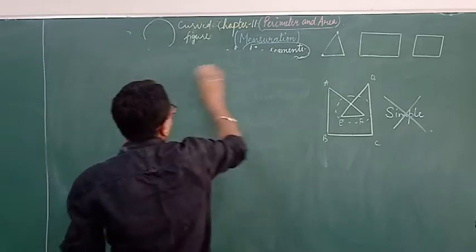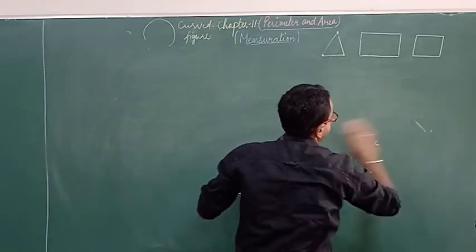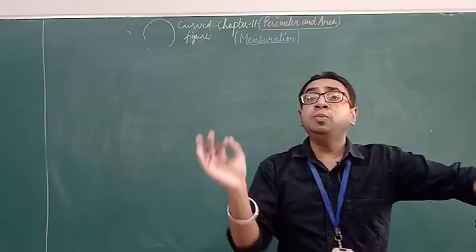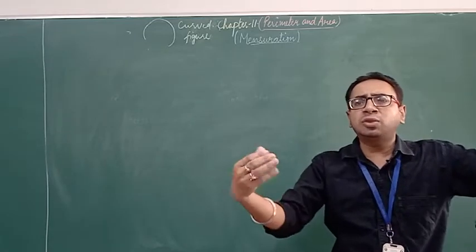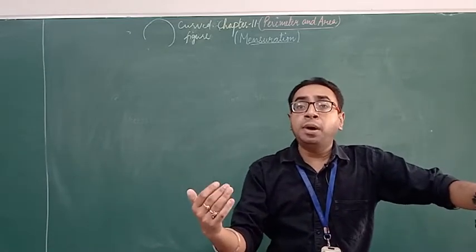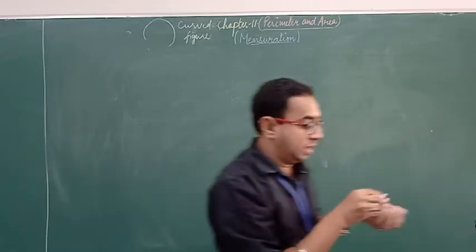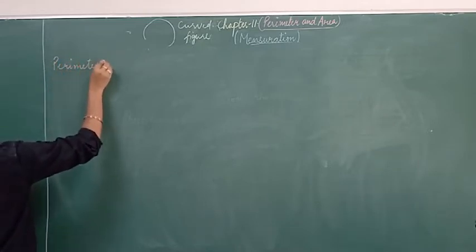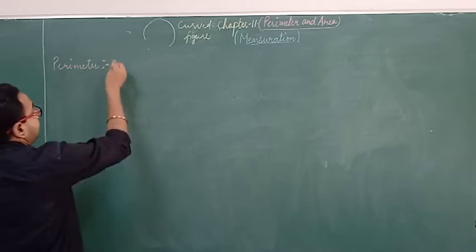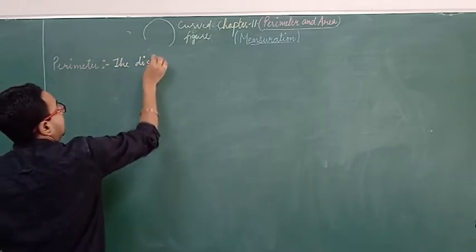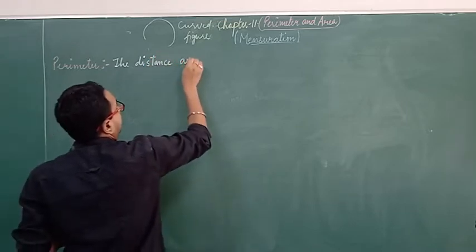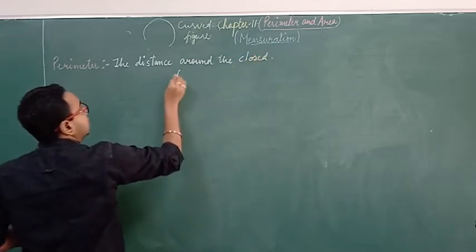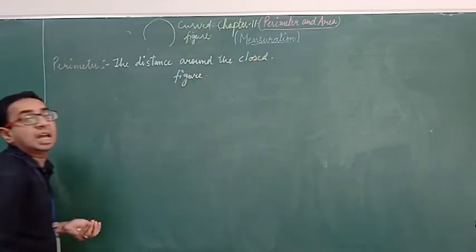Let's start with the definition of the chapter, parameter. What do you mean by parameter? If I write the word parameter, what do you mean by per meter? Don't you feel it sounds like per meter? Parameter, per meter. Let's see. What do you mean by parameter? So parameter means the distance around the closed figure. Very good. The distance around the closed figure is known as parameter.